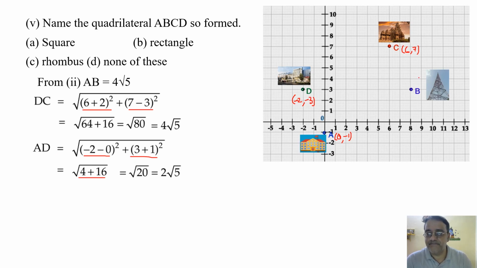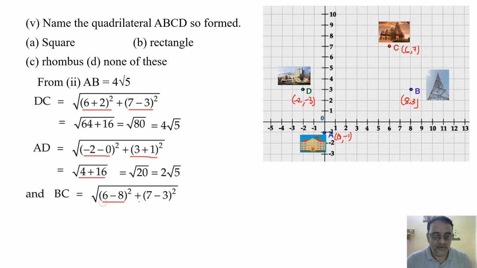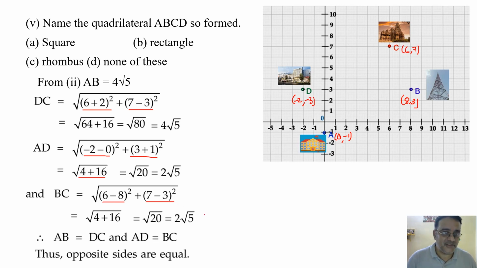Now BC. B is 8 3. So 8 minus 6 whole square, या 6 minus 8 whole square, 3 minus 7 whole square, या 7 minus 3 whole square. Right. So this will be 4 and this will be 16. So 4 plus 16 root 20. So 2 root 5. So that means opposite sides are equal. So square rhombus नहीं है.